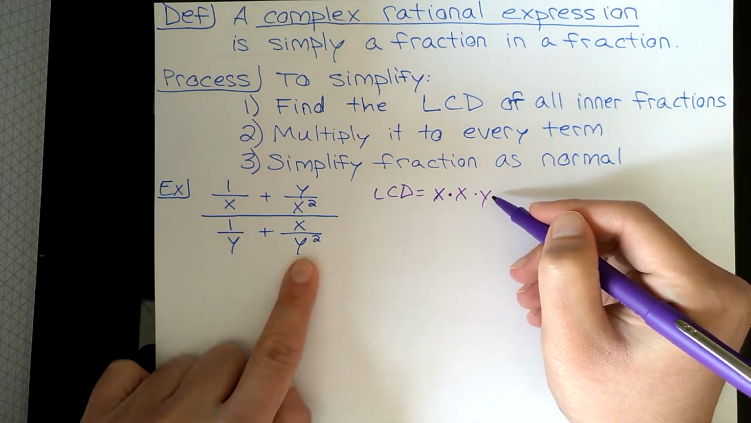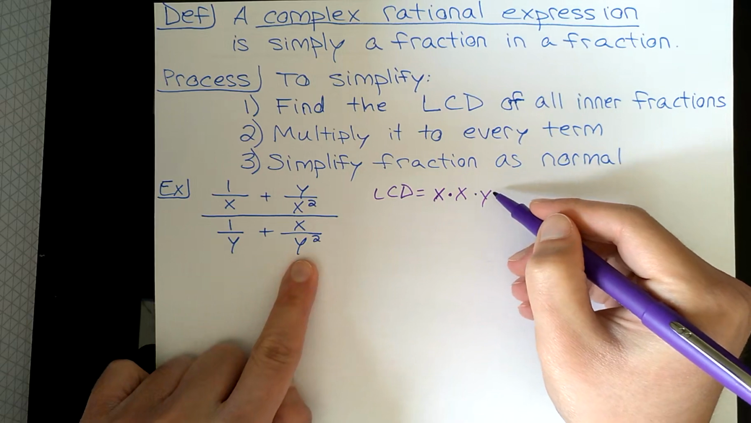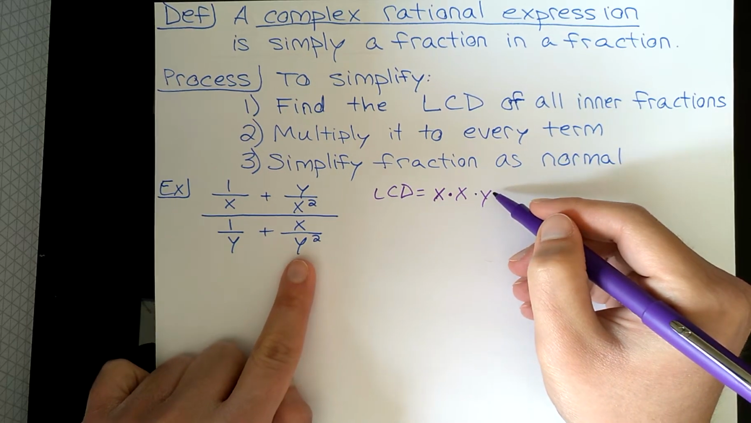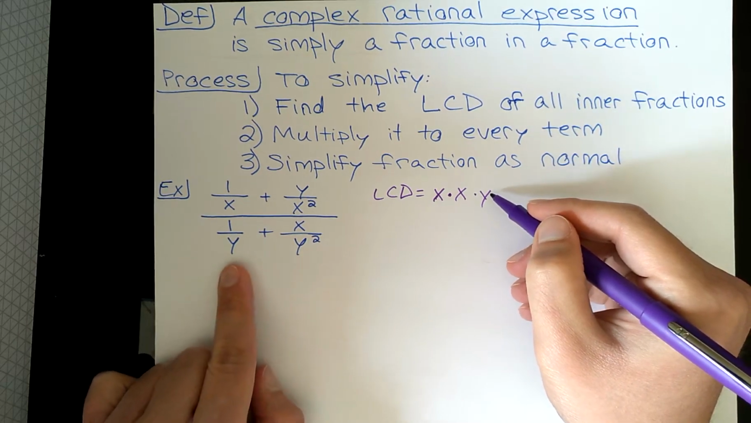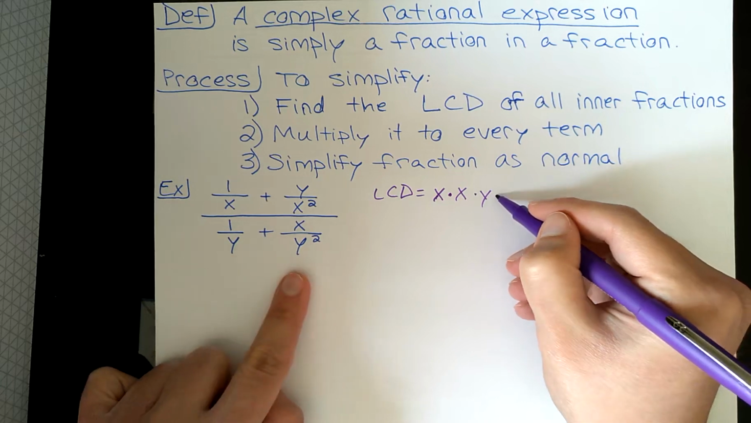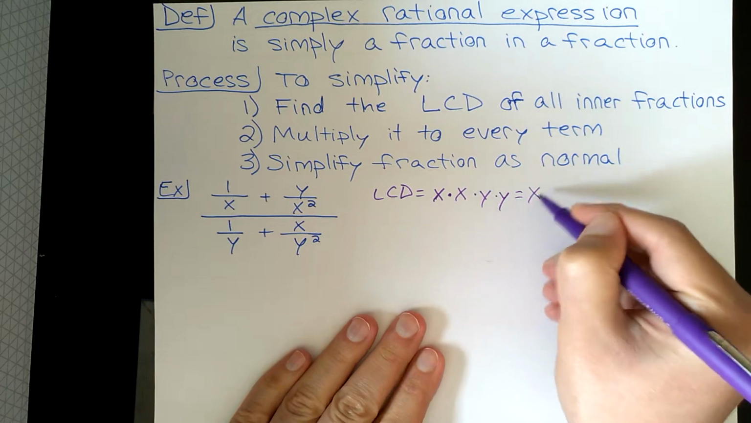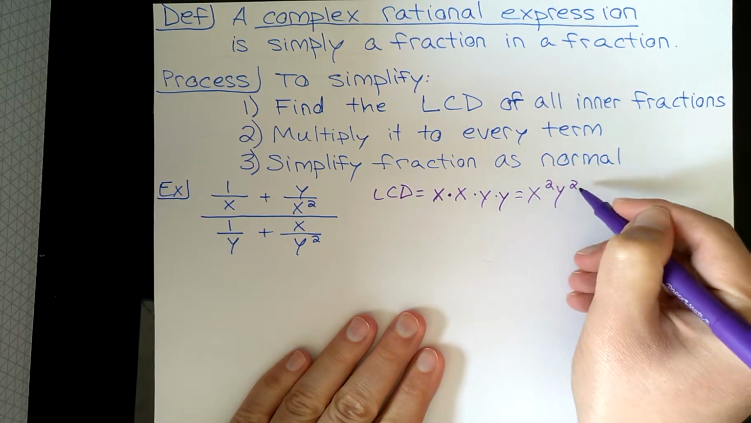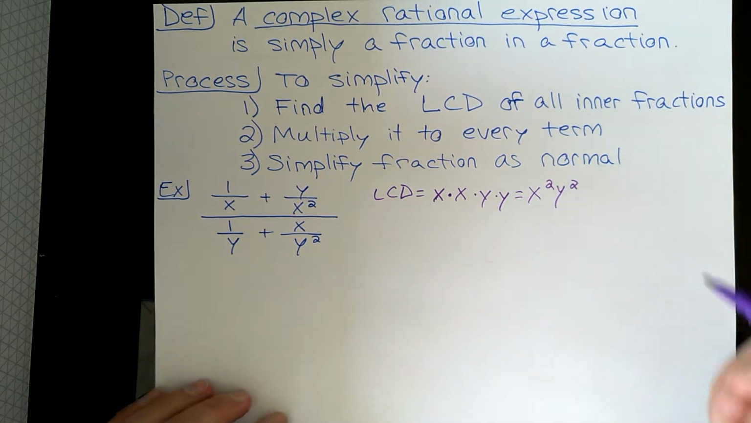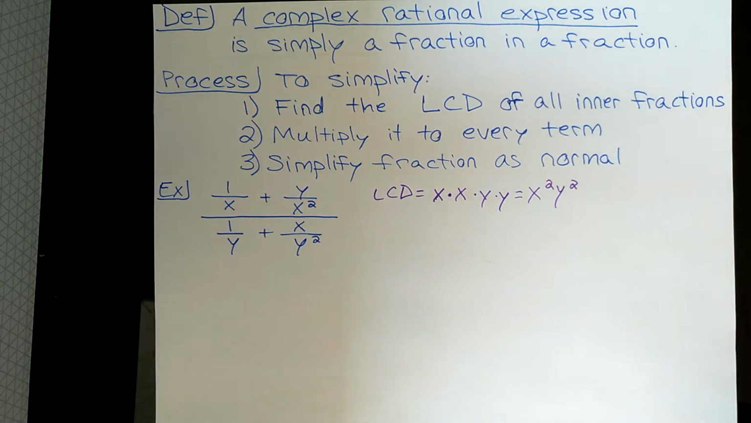And then here, the last one, we have a y squared. Well, again, we don't need 3 y's because one of them is already here. So we only need one more y. So our LCD is x squared, y squared.